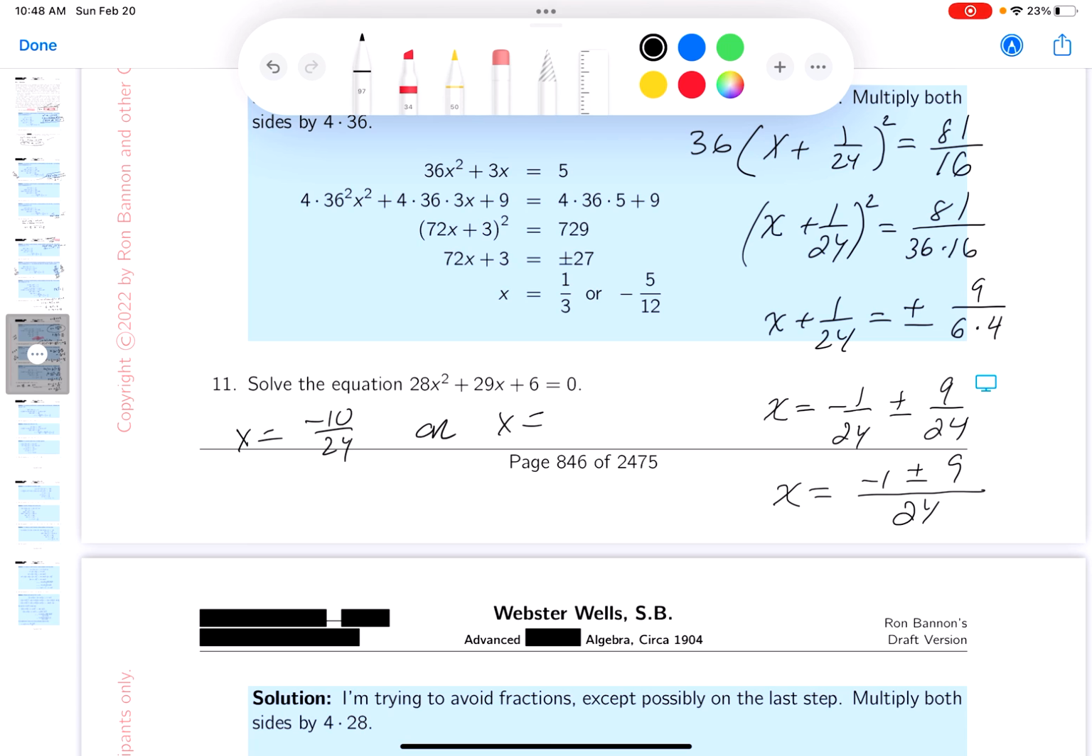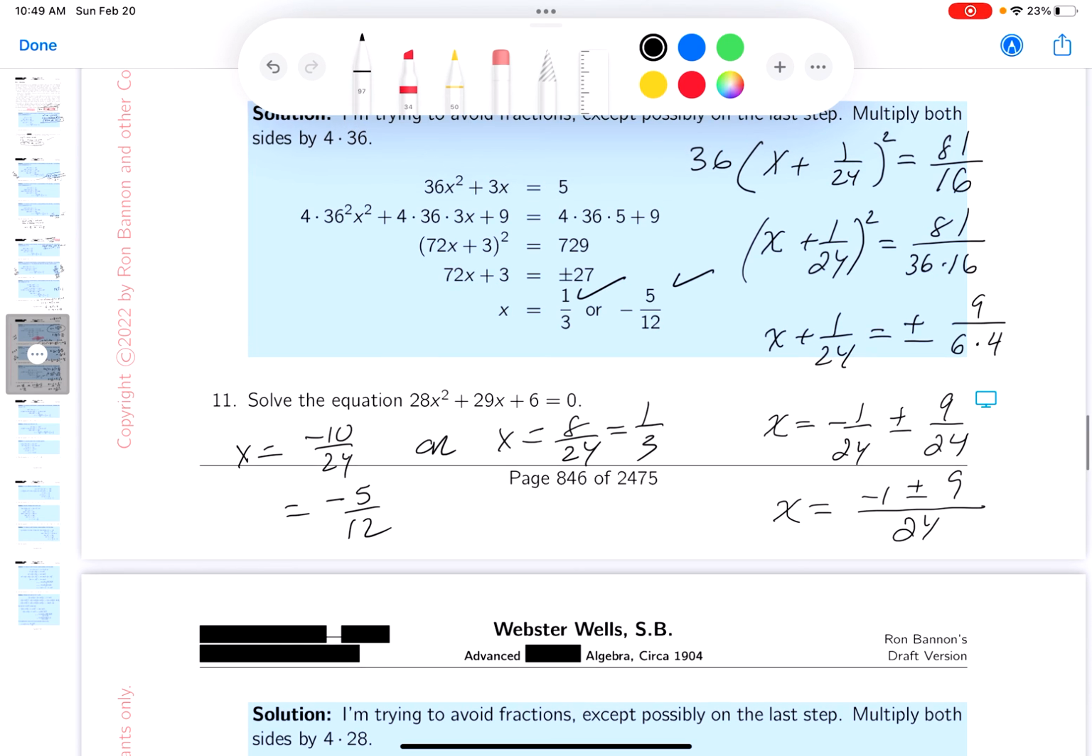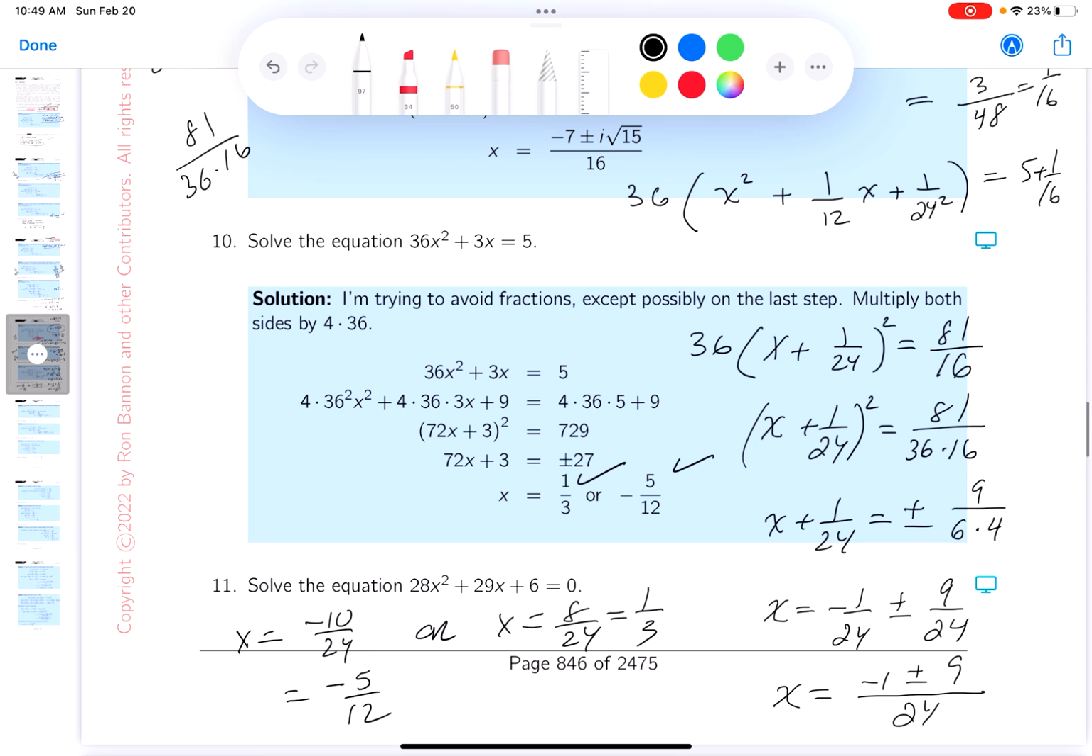Minus 1 plus 9 is 8. Well, what's 8/24? 1/3. I'm seeing it. What's this guy go over here? Well, divide by 2, you get minus 5/12. I'm seeing it. All right? Again, I put Wells's work down as well for the students that need to see that. I'm doing my work for the completing the square, something that I prefer to do.